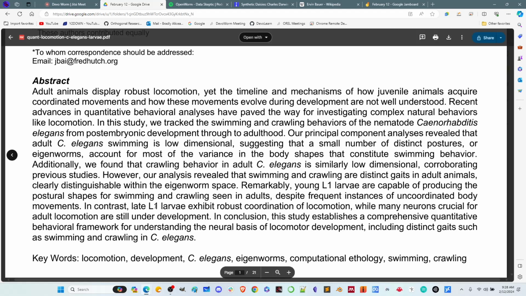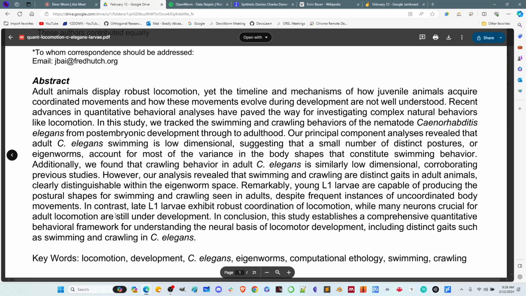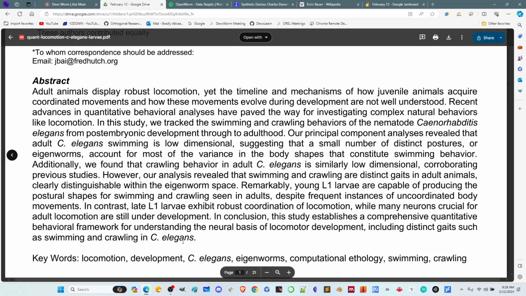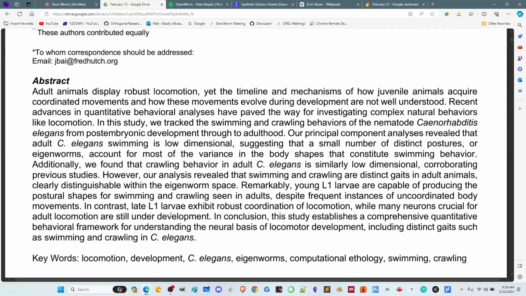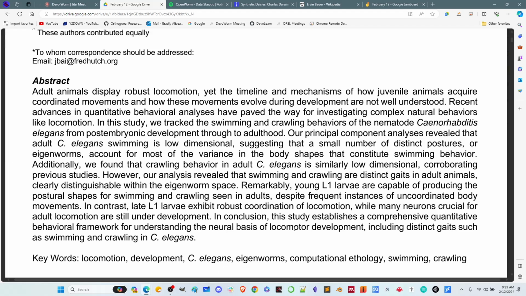In contrast, late L1 larvae exhibit robust coordination of locomotion. This is where the L1 stage is really beginning to specialize, while many neurons crucial for adult locomotion are still under development. So you have this core of 7 or 8 neurons, and then other neurons are modulating this circuit. And that's maybe what's going on in L1, that modulation is beginning to be put into place, or at least learned, or whatever. In conclusion, this study establishes a comprehensive quantitative behavioral framework for understanding the neural basis of locomotor development.